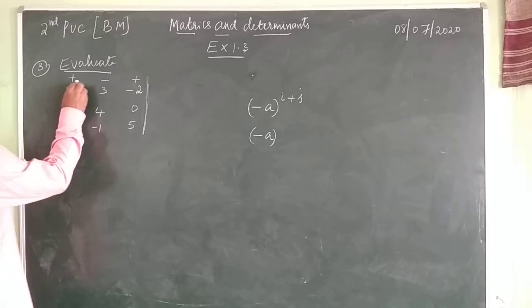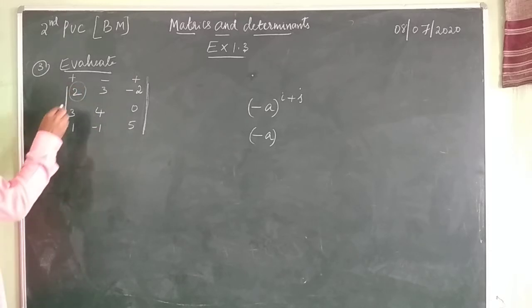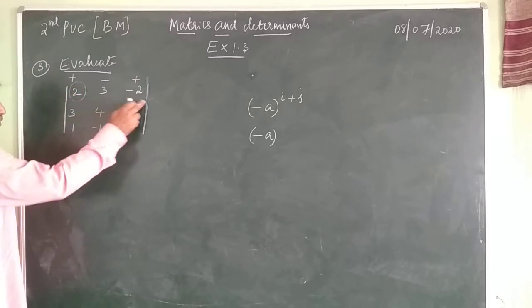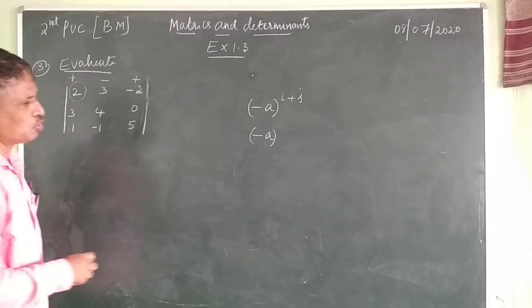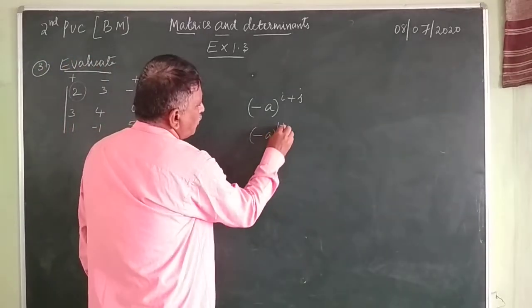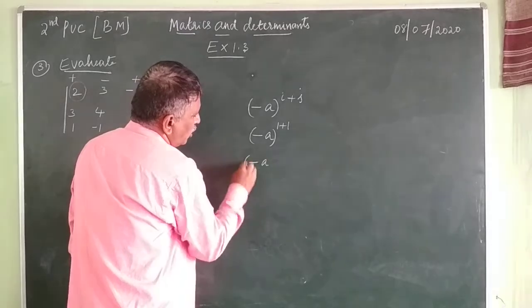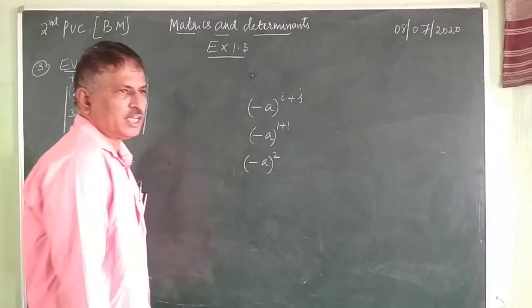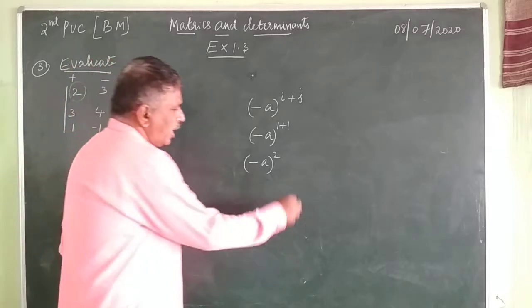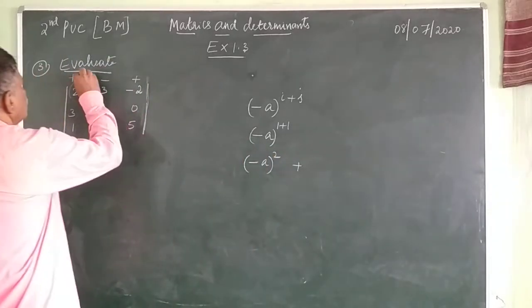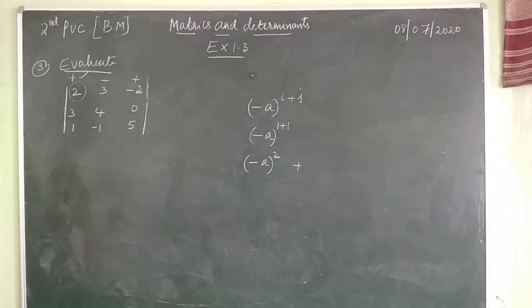The first element is present in the first row and first column. That means i is 1 and j is also 1. So it becomes 1 plus 1, which is minus one whole squared. Since it is a square, the negative becomes positive. Hence, the sign will be positive for this one.